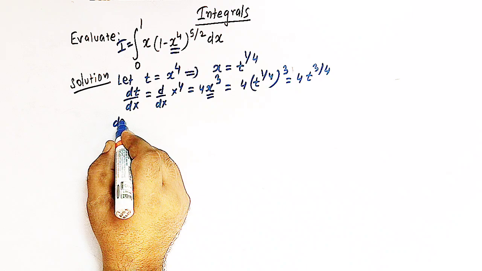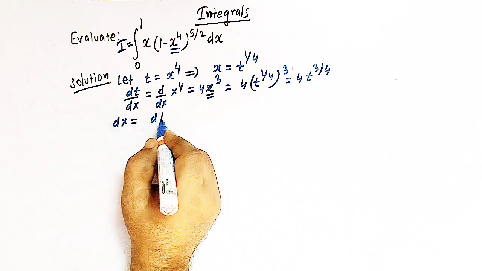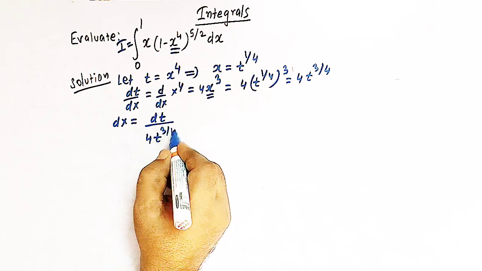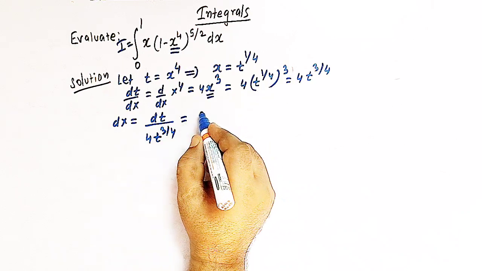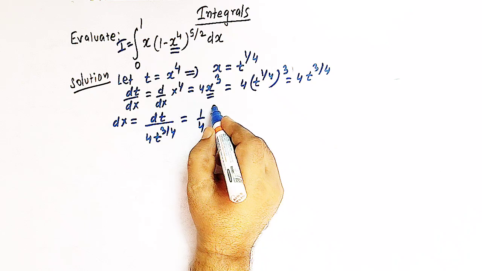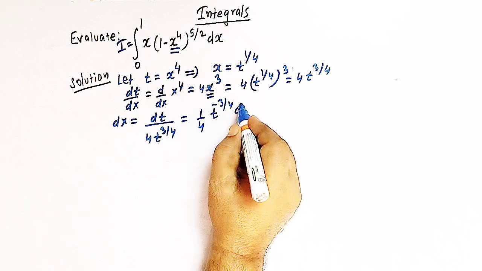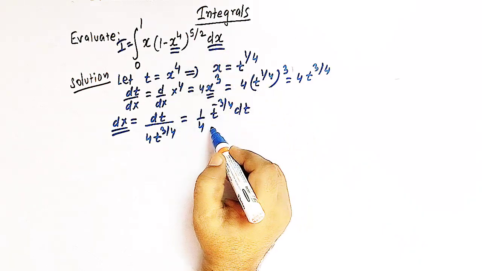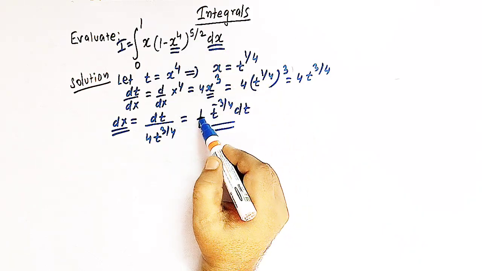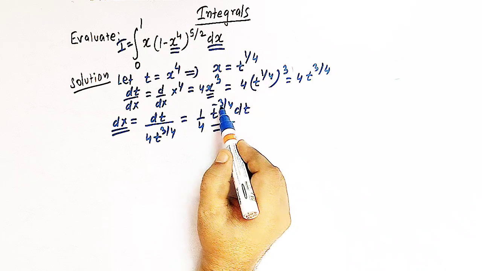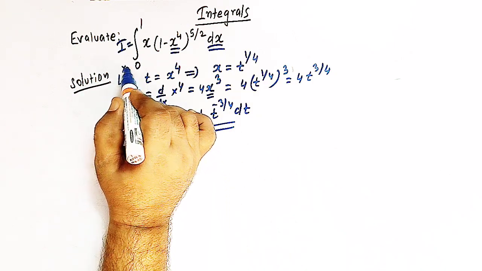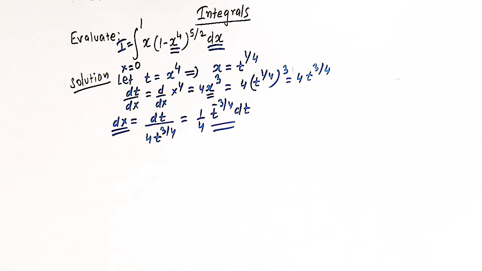So now dx can be written as dt over 4t^(3/4). So this is equal to (1/4)t^(-3/4) dt, right? So for dx we can take the value (1/4)t^(-3/4) dt. Now here the limits of integration vary from 0 to 1. So let us change the limits accordingly.